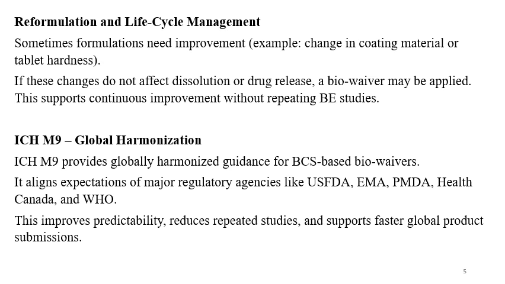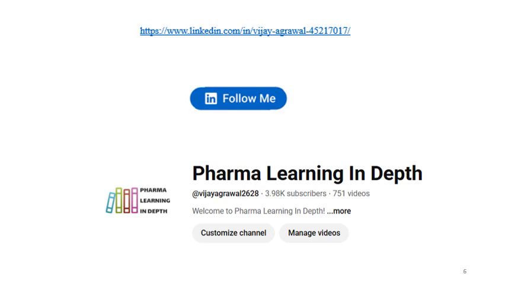ICH M9 global harmonization. ICH M9 provides globally harmonized guidance for BCS based biowaivers. It aligns expectation of major regulatory agencies like US FDA, EMA, Health Canada, WHO, PMDA, ANVISA, and some others. This improves predictability, reduces the repeated studies, and it can support the faster global product development and the submissions.